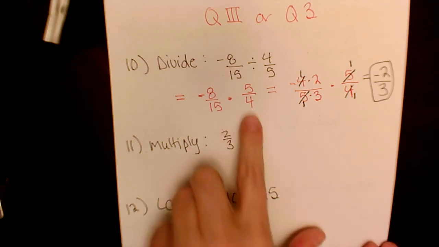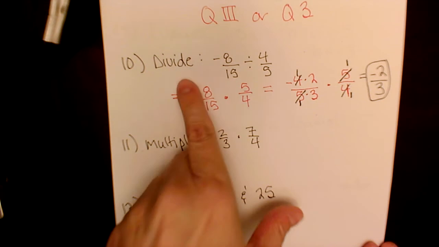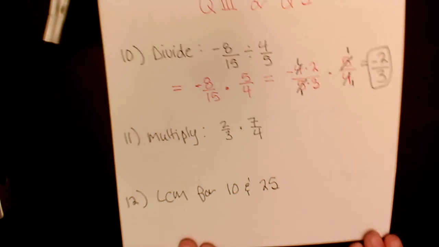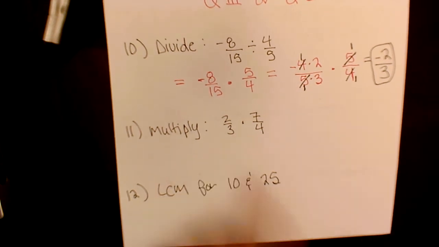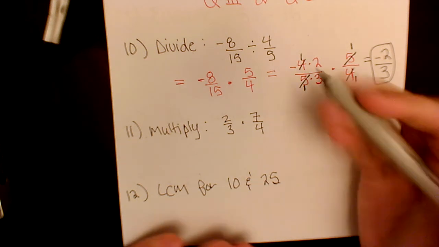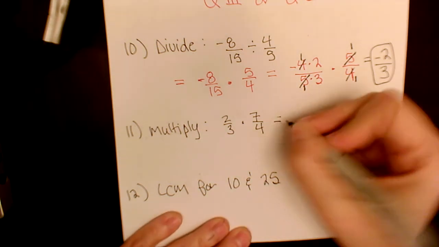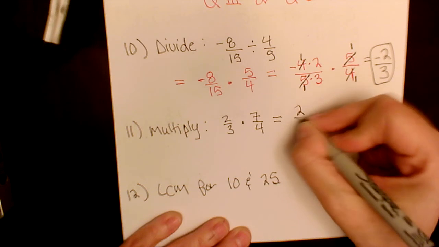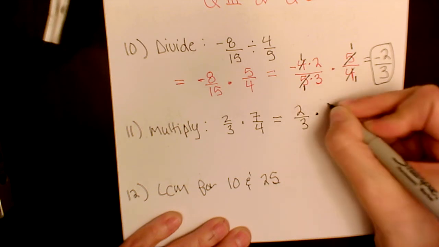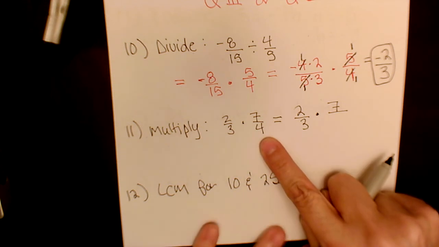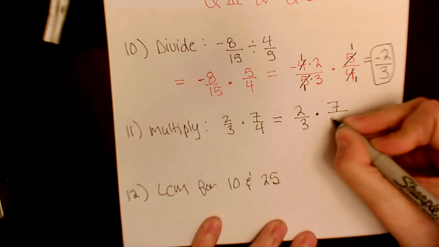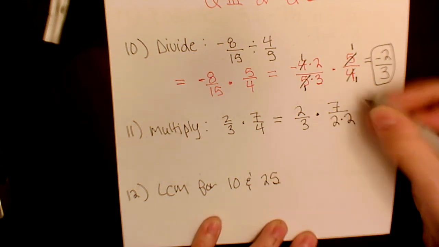So remember, we only flip the second fraction when we're dividing. When we're multiplying, we don't flip. So I'm just going to break this down to factors and see if I can cancel anything out. 2 and 3 and 7 are prime. I'm going to leave those as is. But what times what gets me 4? 2 times 2.